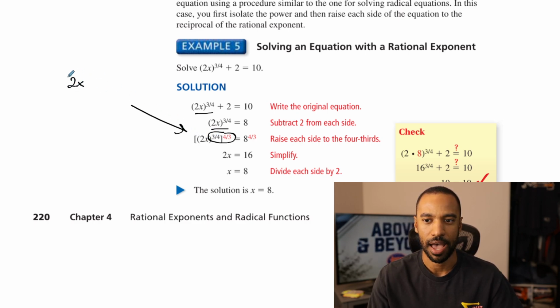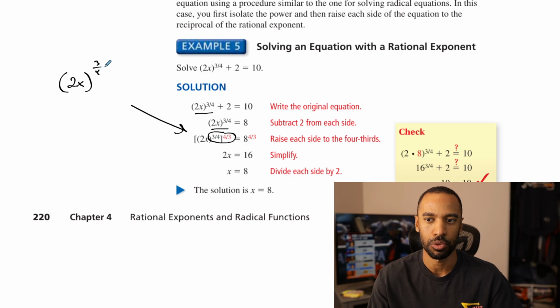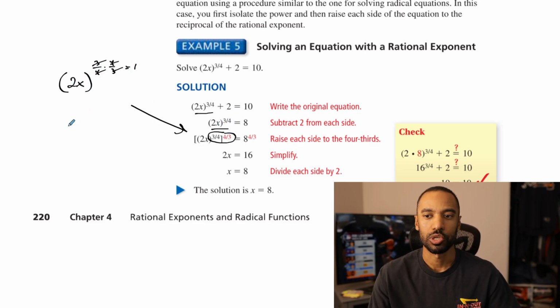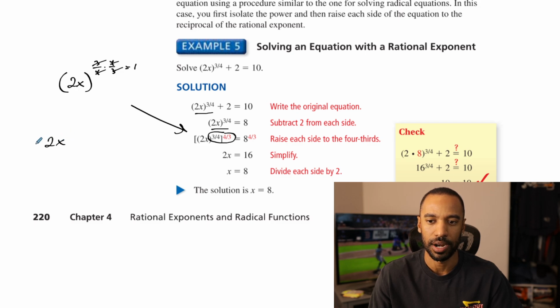Remember, a power to a power means that those would multiply. 3/4 times 4/3 does equal 1, right? And 2x to the first power is just 2x. That's why we do that. But also, if you think about it, 2x to the 3/4 power is the 4th root of 2x cubed.